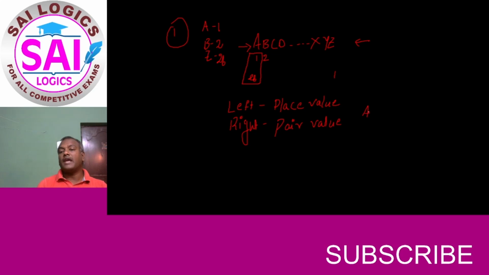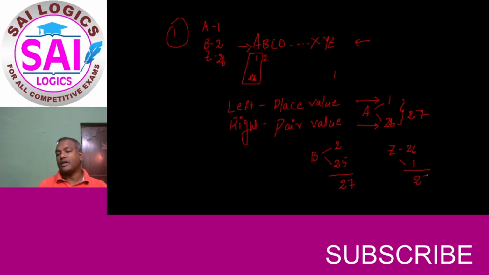If you see, A will have two values, one is 1 and the other value is 26. So 26 is to be called the pair value and 1 is to be called the place value. If you add these two values, we will get a total of 27. So if you take B as an example, B will also have two values. One value is 2. When it is counted from the other side, the value is 25. If you add these two, we will get 27. If you take Z also, Z when counted from the left hand side is 26. When it is counted from the right hand side, it is 1. The total will become 27.